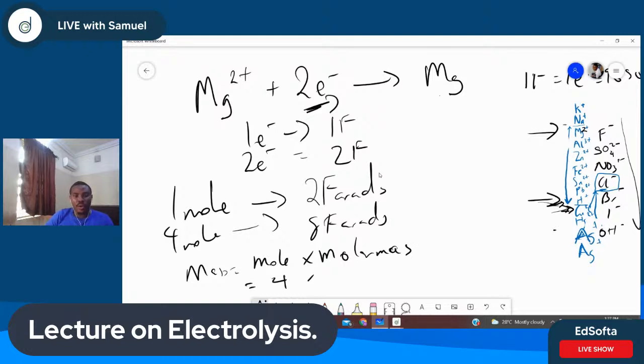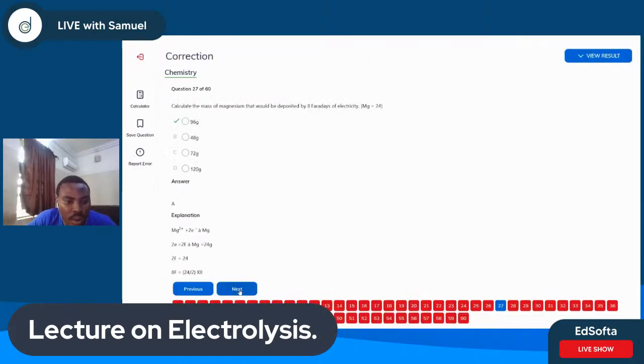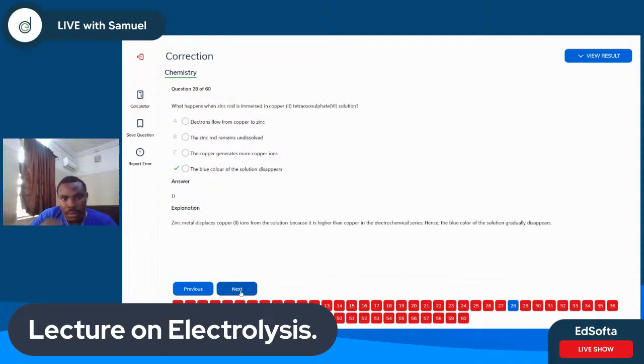What is our mole? 4. What is our molar mass? 24. That's the molar mass of Mg. Our answer is 96 grams. So we have looked at the basic kind of questions that come out in electrolysis for JAMB. When cathode rays are deflected onto the electrode of an electrometer, the instrument becomes negatively charged.